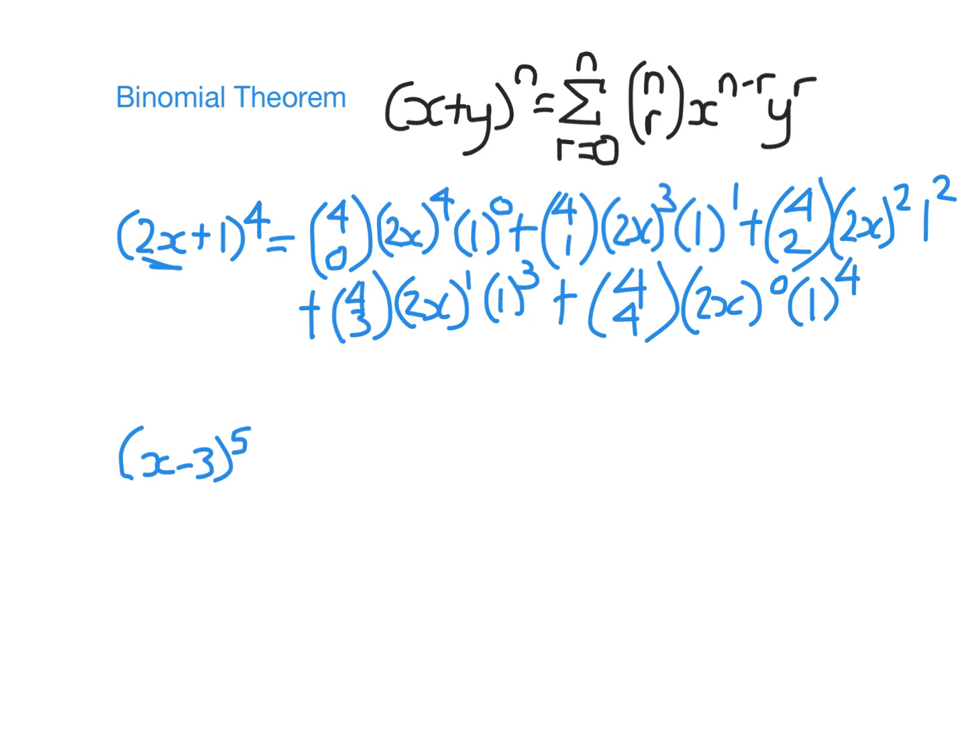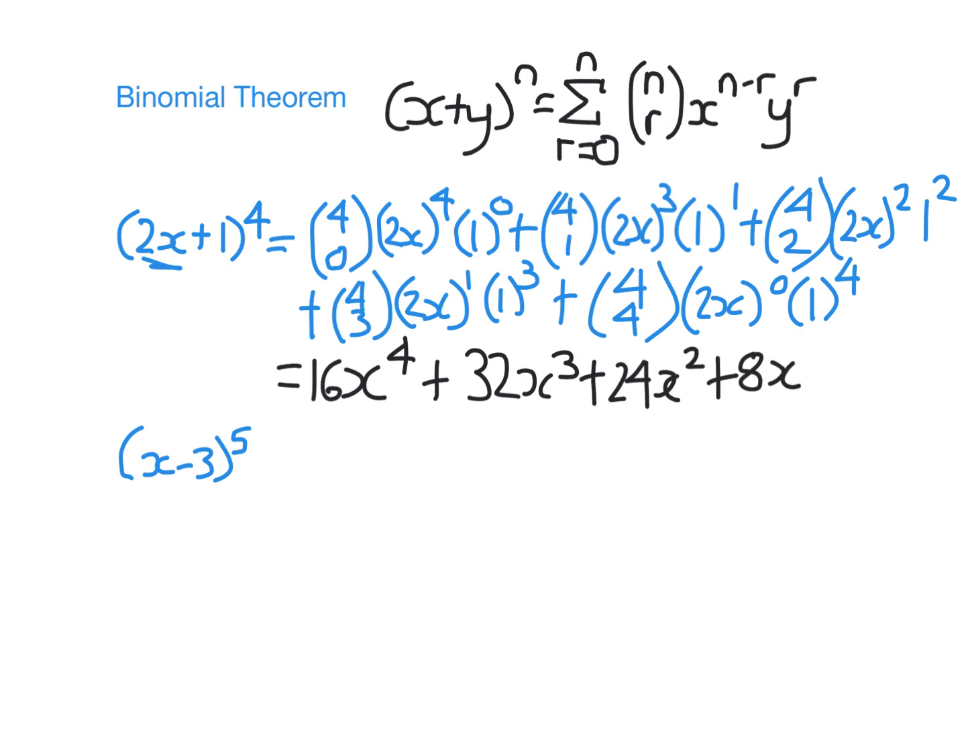So 4 choose 0 is 1. n choose 0 is always 1. So 2 to the power of 4 is 16. And then I also have to raise x to the power of 4. I don't need to worry about the 1s here because 1 to the power of anything is just 1. So then the next term, 4 choose 1 is 4 times 2 cubed, which is 32. And then I've got x to the power of 3. Next one, 4 choose 2 is 6 times 2 squared gives us 24. And then the next term, 4 choose 3 is 4 times 2 is 8. And then the last one will just be 1 to the power of 4, which is 1.